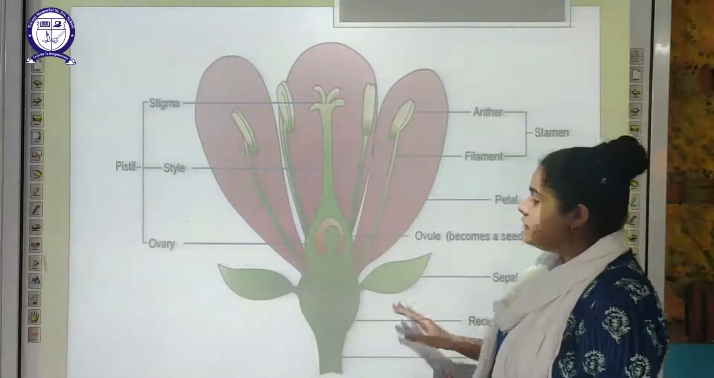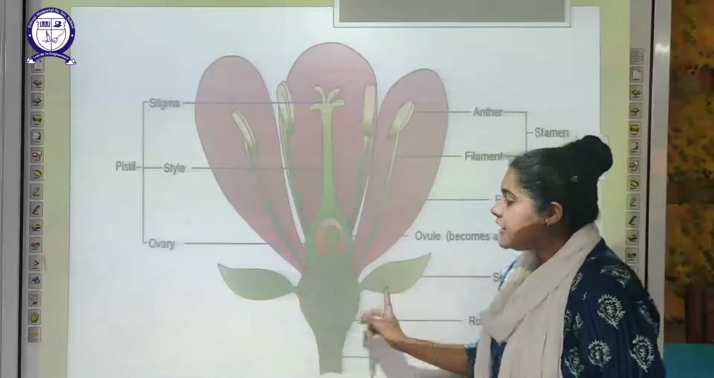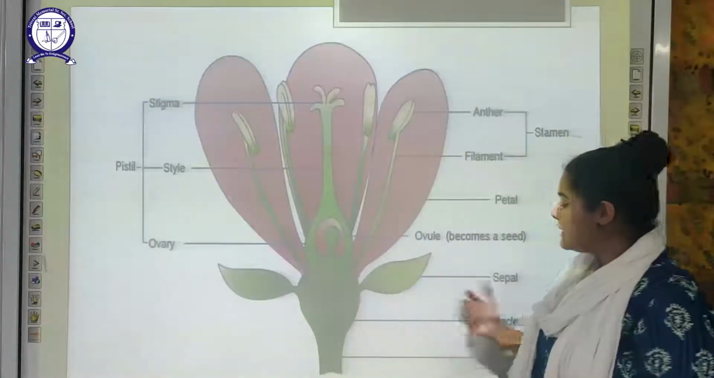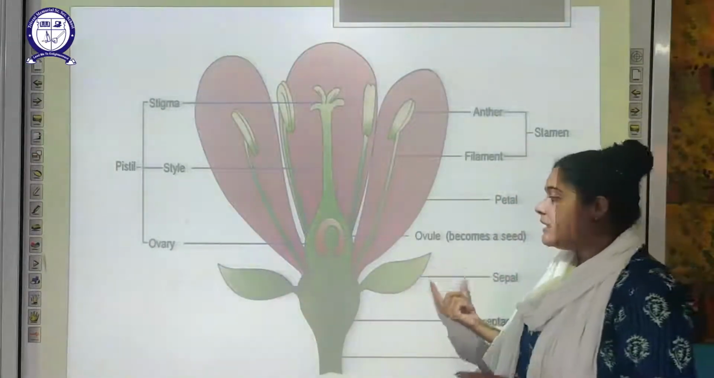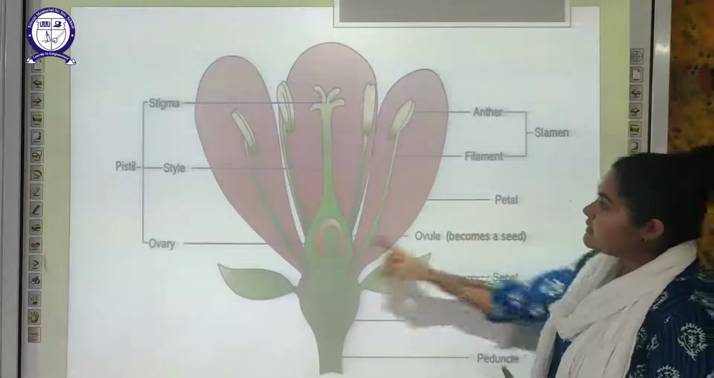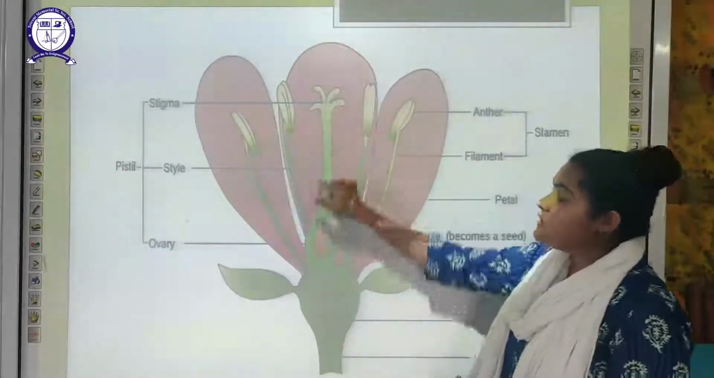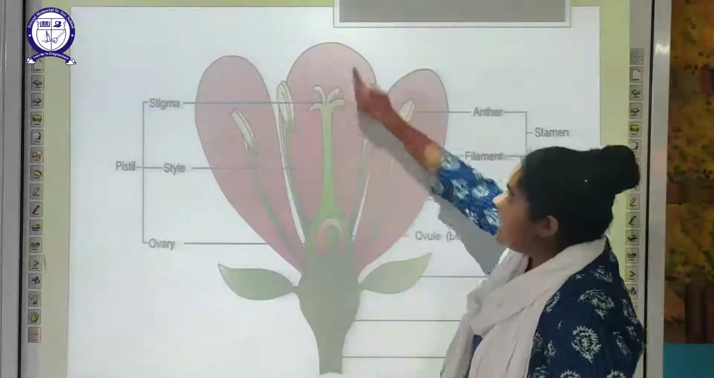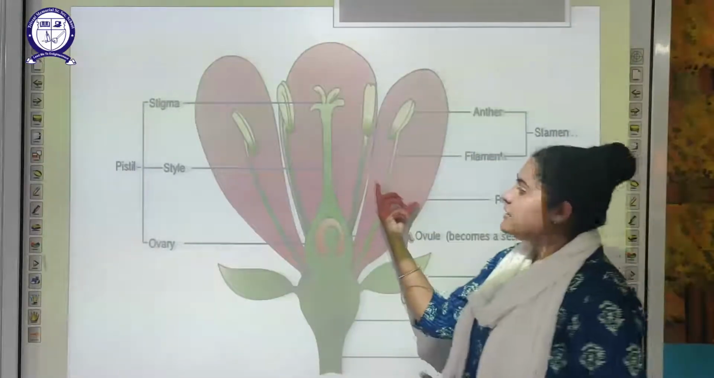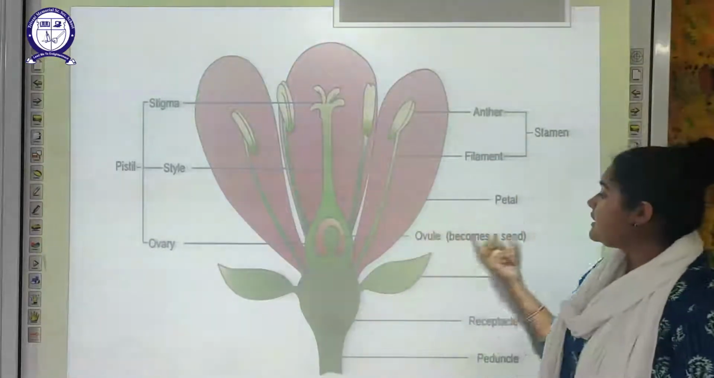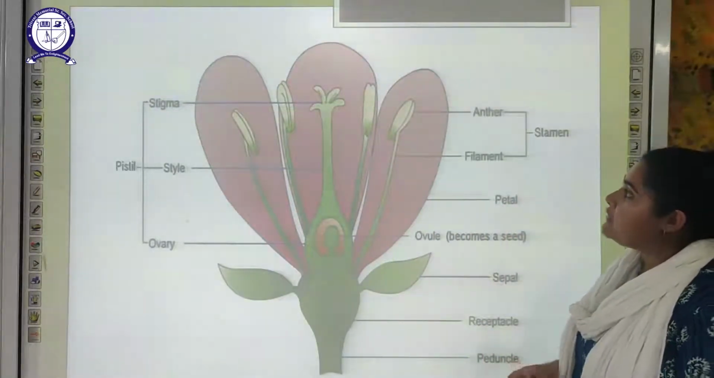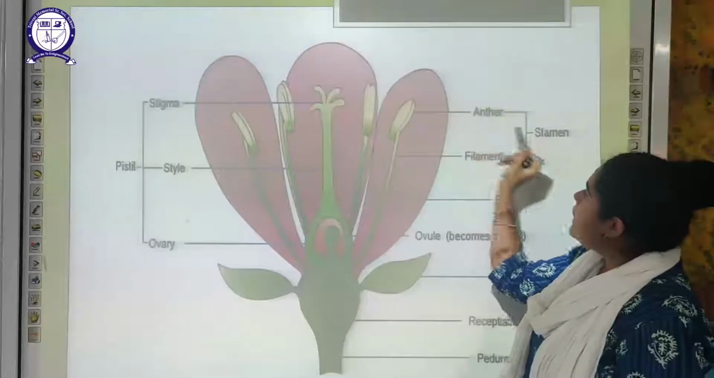The first part which you have to remember here is the green part, the bud part which is protected here, that is called the sepal part. This is one of the parts. The next part is the colorful parts which attract the various insects toward it. These pink color, red color leaves are called the petals. This is the second part. The third part which you have to see here is your stamen.